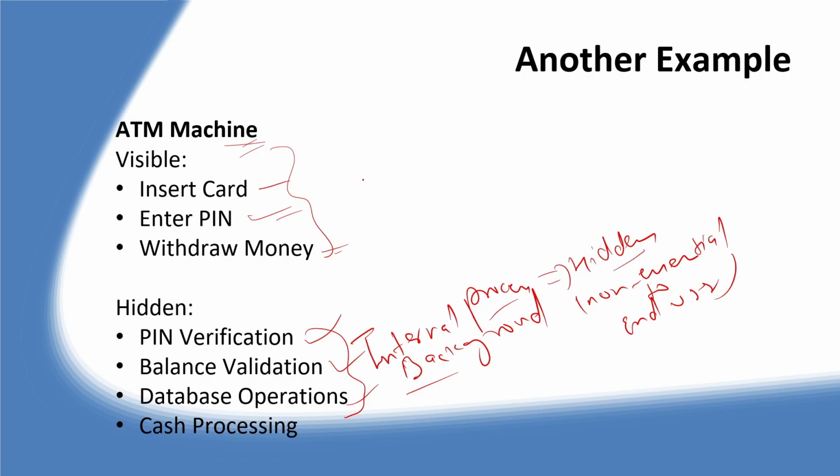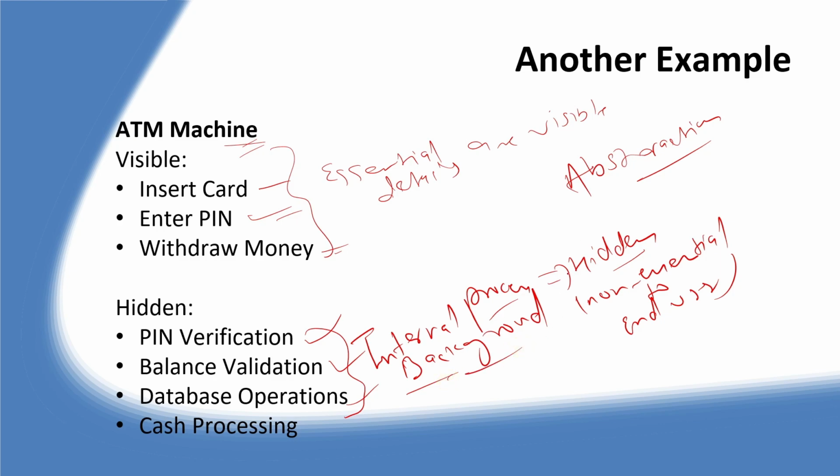This process is visible, okay? The user can see it. So these are essential details. Essential details are visible, whereas non-essential details are hidden. So this concept is known as abstraction: only showing essential details and hiding non-essential details, the implementation part. I hope you got some clarity now.